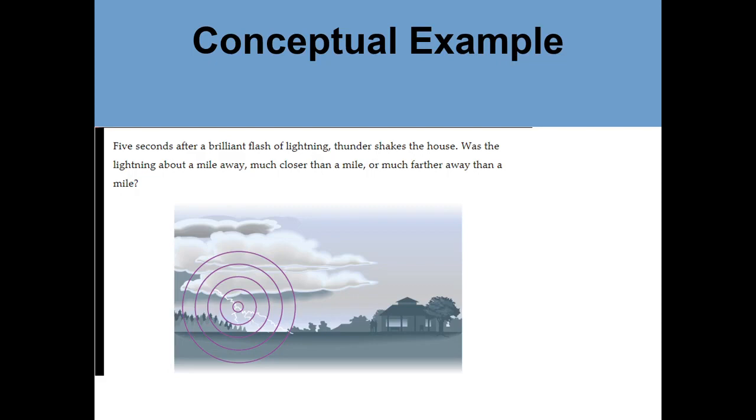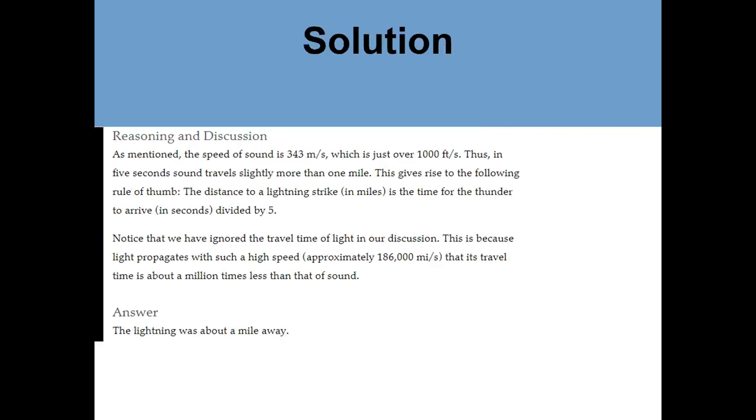That's about 300 times 5, which is 1500, or maybe closer to 1700 meters. A mile is about 1600 meters. So it's about a mile. Not much farther, not much closer. So if you see lightning and then count 1, 2, trying to be as close to 1 second as possible, you can tell where the lightning struck.